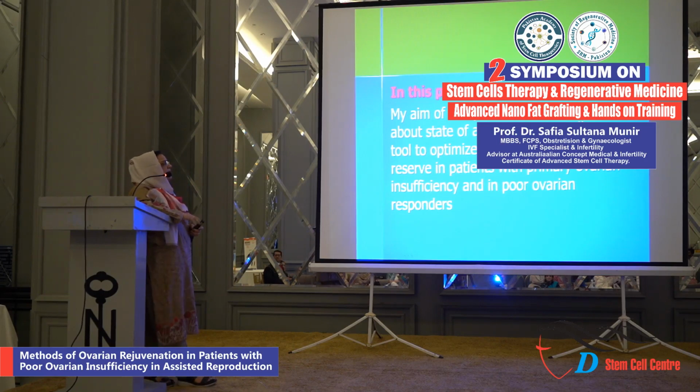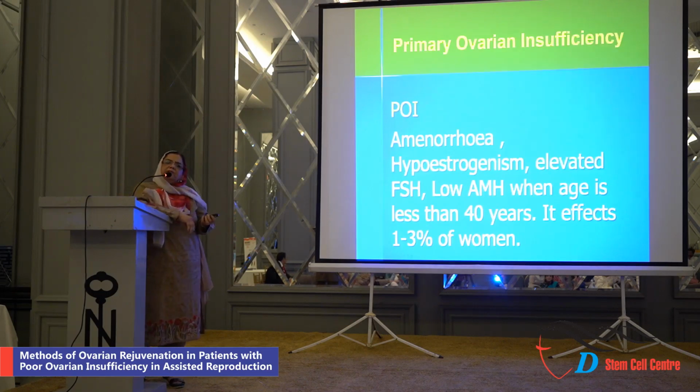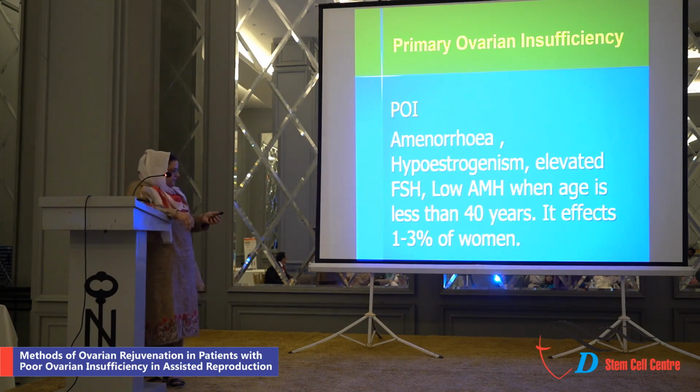The aim of this presentation is that we should discuss and see what is happening with the use of stem cells as a tool to optimize poor ovarian responders as well as patients who have primary ovarian insufficiency. A little bit of definition: what is primary ovarian insufficiency? That is, a woman less than 40 years who has gone into menopause. Her FSH level has risen and the estrogen level falls. She is not having any menstrual cycle, and this term is used as primary ovarian insufficiency.